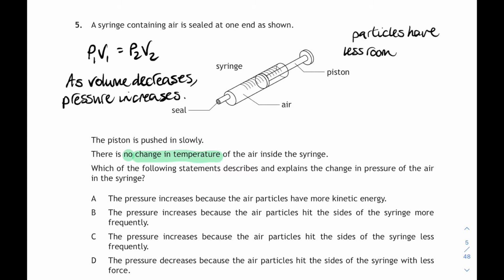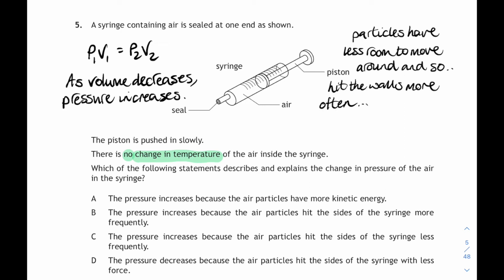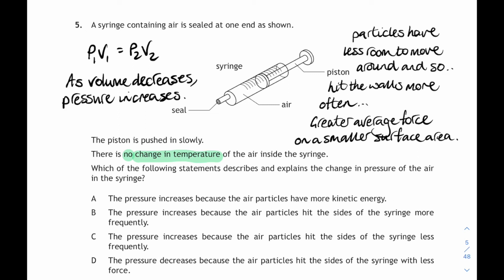So the particles will have less room to move around if the volume decreases, and so they will hit the walls more often, and the effect of that then is that there's a greater average force on a smaller surface area. There's our other relationship, P equals F over A. So if the average force is greater and the surface area is smaller, then the pressure is going to go up.